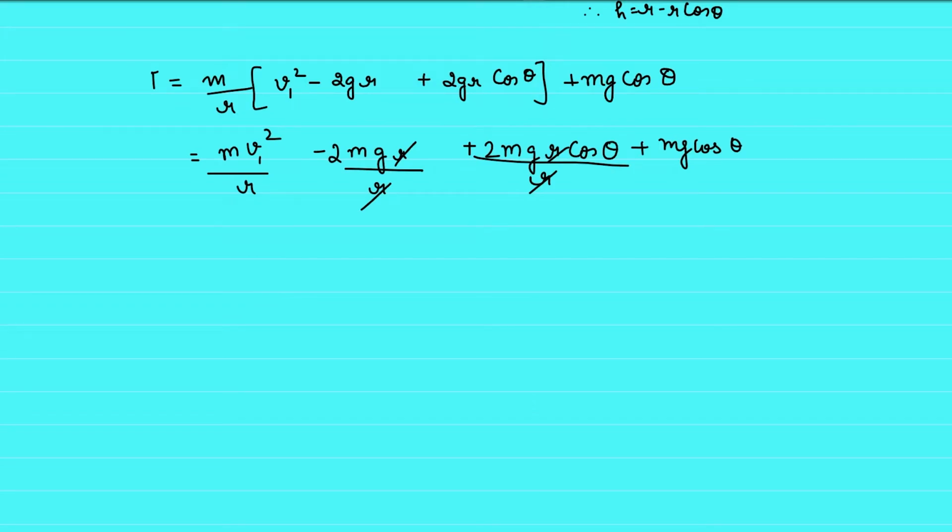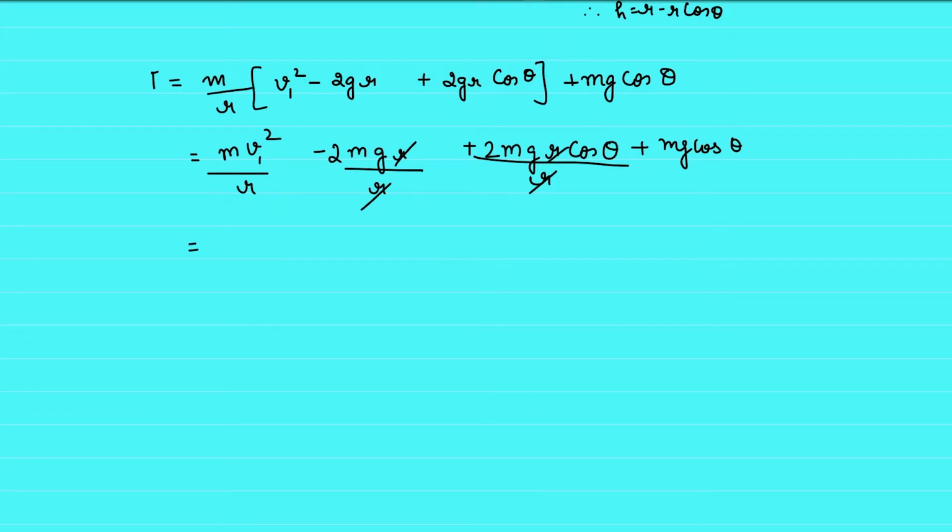Now we can put this value of velocity in the expression of tension, that is in equation 1. So your tension will be equal to m by r, instead of v square, I will write v1 square minus 2gr plus 2gr cos theta, plus mg cos theta. Now we can open this bracket. So after substituting the values, we get this expression.